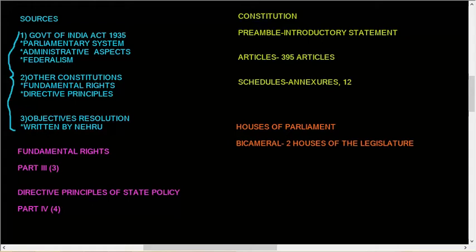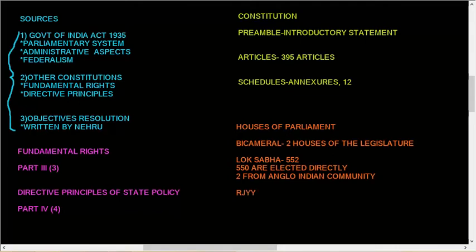Now, let's just go into the numbers, the stats. The Lok Sabha has 552 members. Out of these 552 members, 550 are elected directly, and the other 2 are nominated from the Anglo-Indian community.